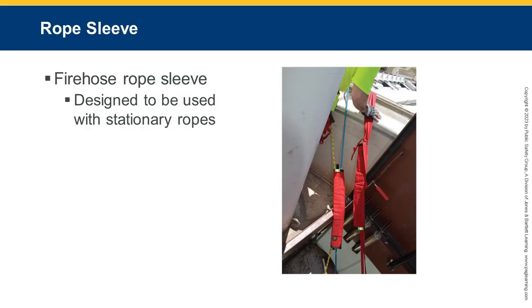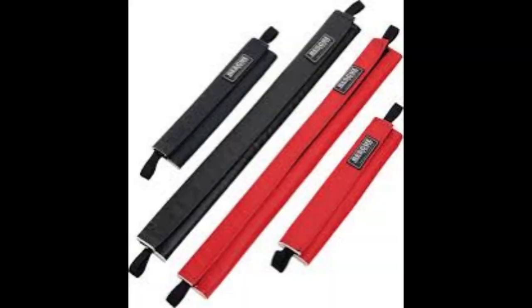Let's talk about rope sleeves, another great way to protect ropes from abrasion, especially when they're stationary. One of the simplest and most effective options is a fire hose rope sleeve. Here's how you can make one. 1. First, split the hose down the center.